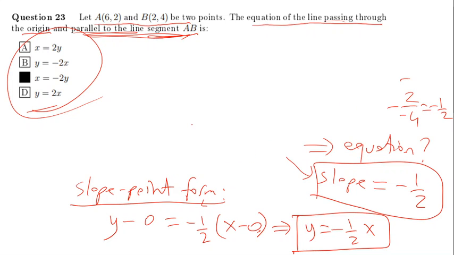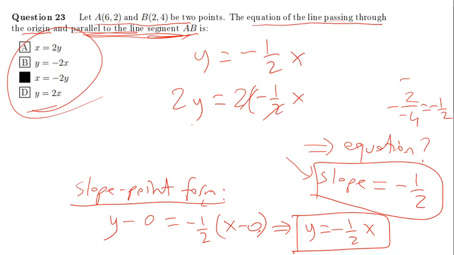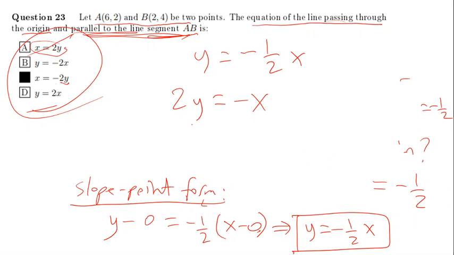Now let's do it. y is equal to minus 1 over 2x, and you can multiply both sides with 2, then you get 2 times minus 1 over 2x, and after the cancellation you will get minus x here. Do we have it here? We have only 2y here, but this is not equal to x, and here we have 2y, but this is minus 2y. So for sure there will be no 2x, and y equal to negative 2x is not it, so it has to be this.